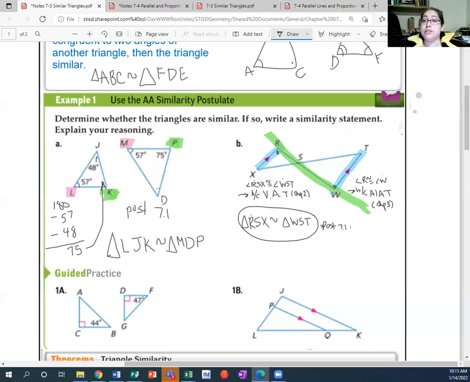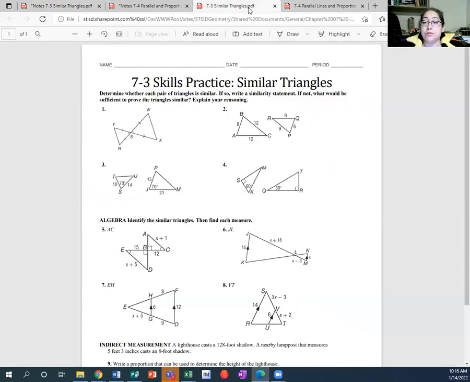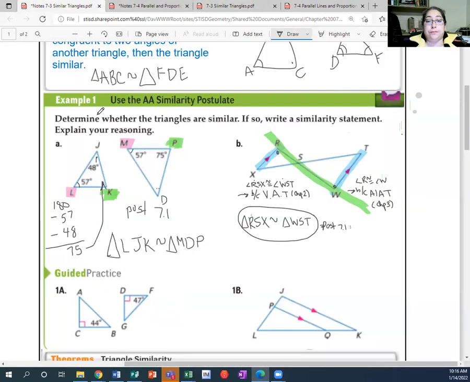All right, no questions. Let's pop into the homework real quick to see which part of the skill practice this is related to. This is questions 1 through 4. Skill practice 1 through 4.